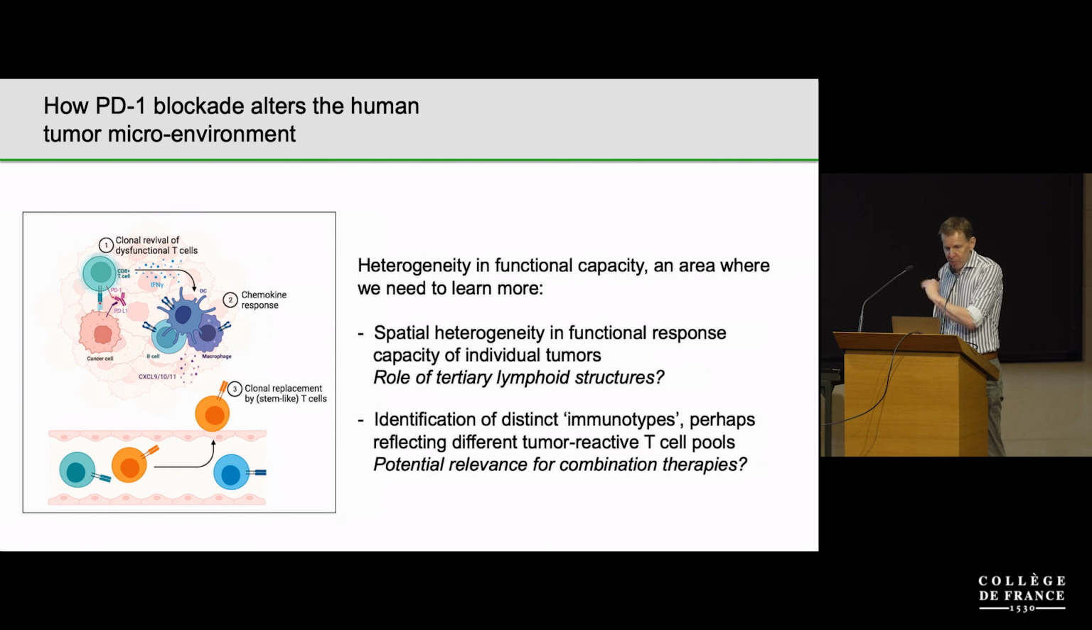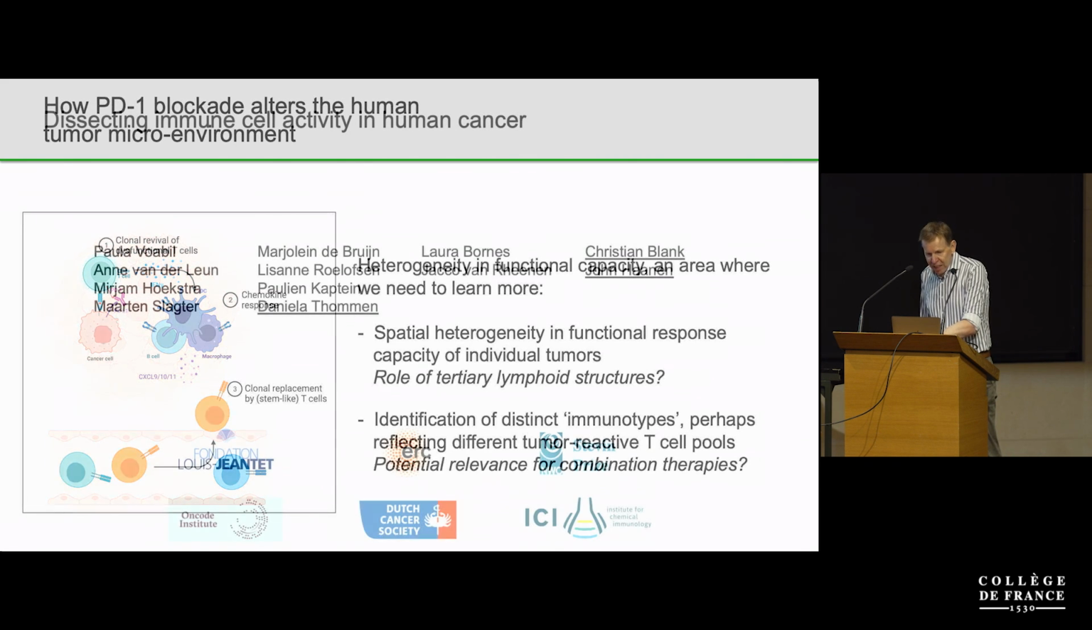And then finally, I briefly discussed with you the work that we're doing that shows heterogeneity in functional capacity. I think this is an area where we really need to learn more. There's spatial heterogeneity within individual tumors, maybe indicating a role of tertiary lymphoid structures, and there's distinct immunotypes. Different tumors respond in a different way to the same intervention, perhaps reflecting different tumor-reactive T cell pools and with potential relevance for the development of combination therapies. With that, I'd like to close.